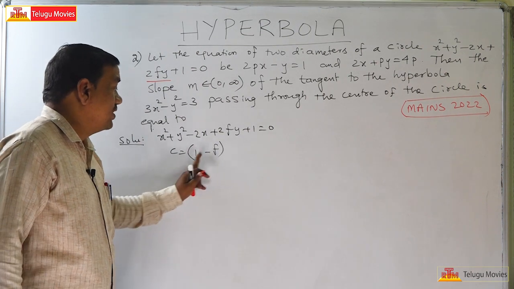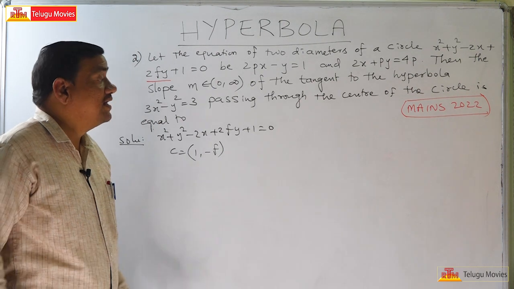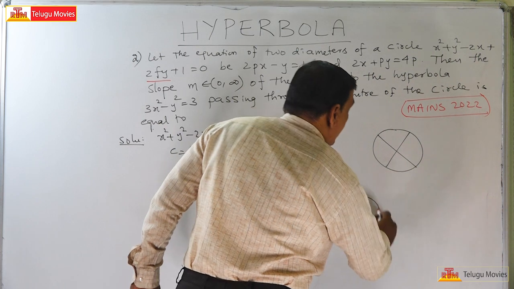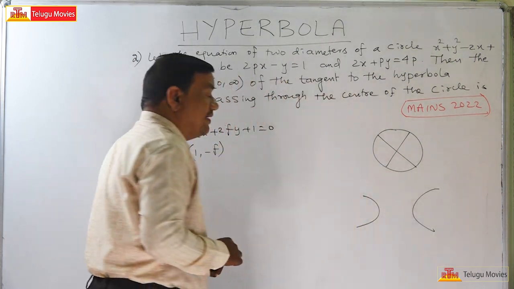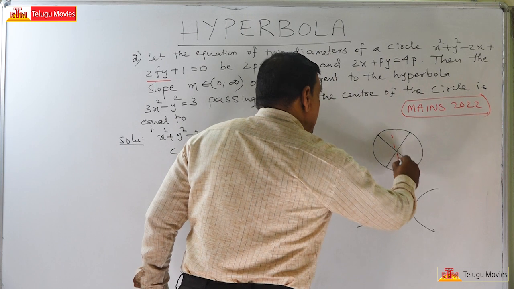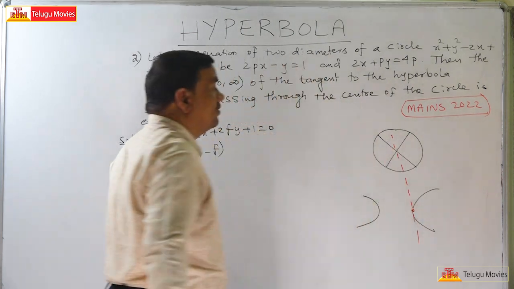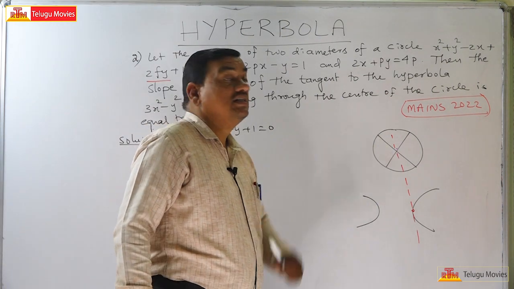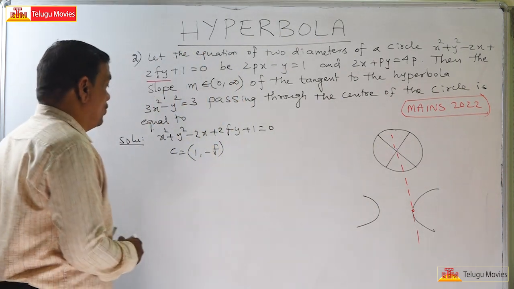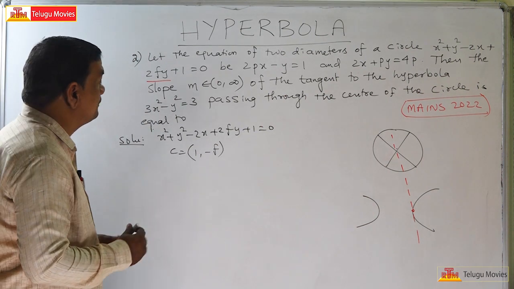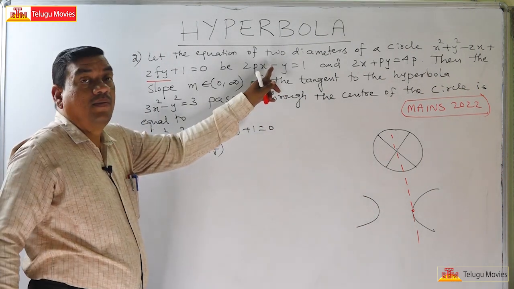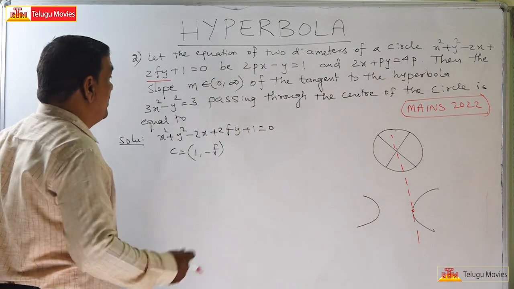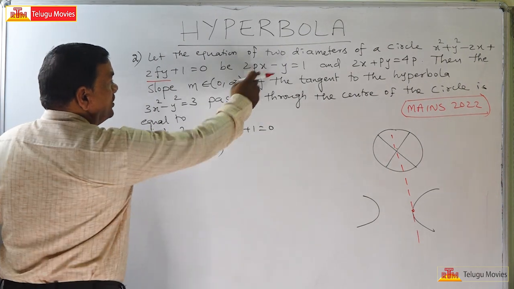If you find out the center, then whatever the circle may be, the tangent to this hyperbola passes through the center. So our first target is to find the center of the circle. Then how to find it? Clearly the center lies on the diameter. So substitute wherever the x value and y value.